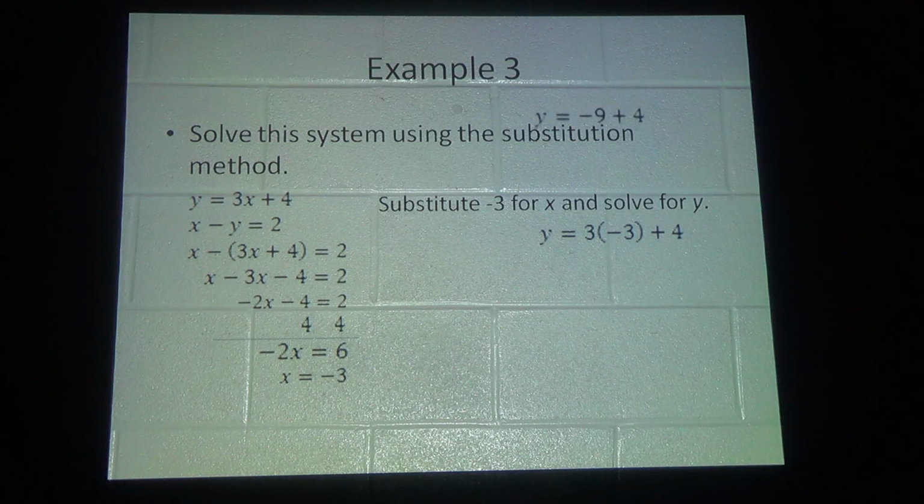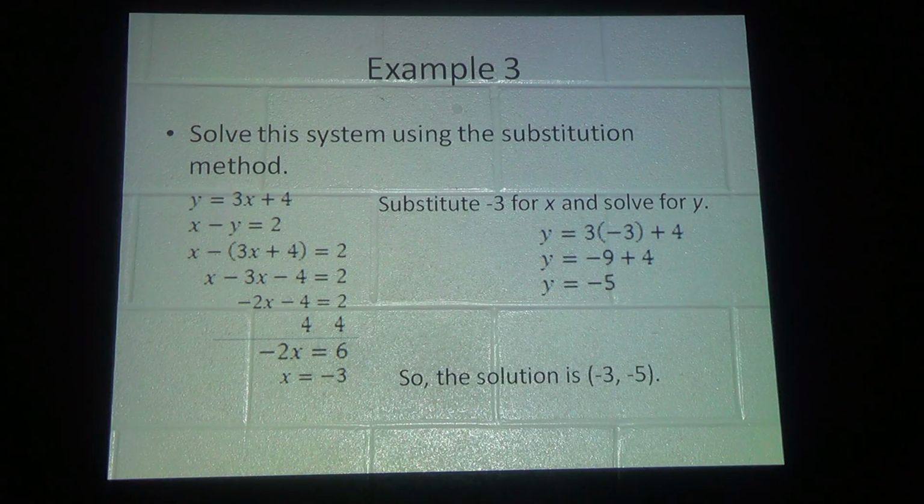Simplify this, gives us y equals negative 9 plus 4. Add those together, gives us y equals negative 5. So the solution for this system of equations is negative 3, negative 5. That's the point where the two equations will cross each other. All right?